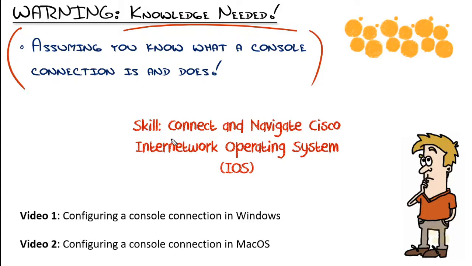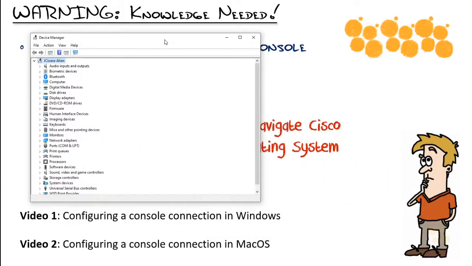I actually created another skill called Connect and Navigate Cisco IOS, or Internetwork Operating System. And inside of there are two specific videos. One that walks you through configuring a console connection in Windows, which is what I'm going to be using for this, and another that shows you how to configure a console connection for Mac OS. The other thing that I'm going to assume is that you're using a console cable that has the Prolific chipset. I mentioned that in this skill, but when it comes to password recovery, it's extremely important.